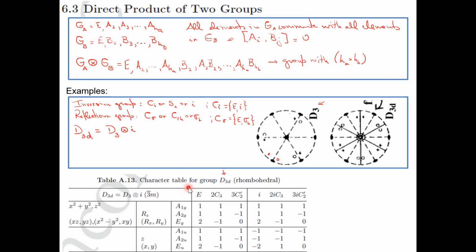So this is the idea of the direct product of 2 groups, and we will continue on Monday on chapter 6. So this is the end of this lecture today. Thank you.